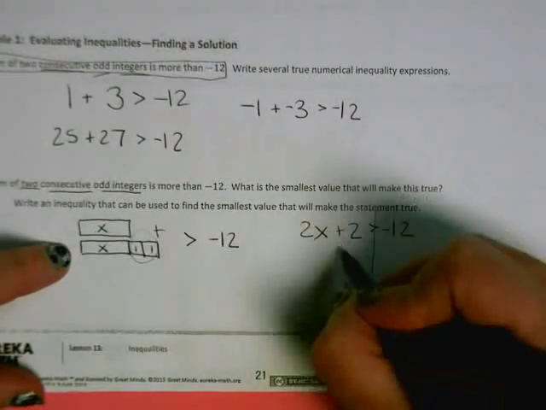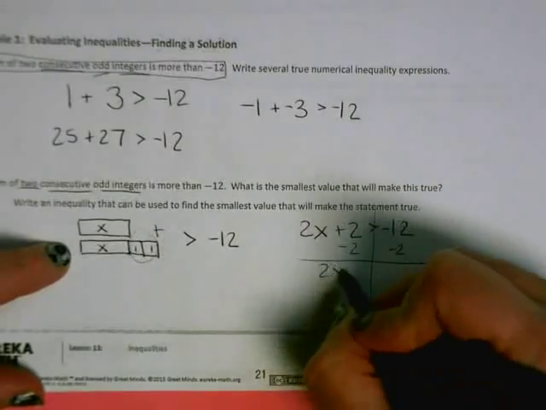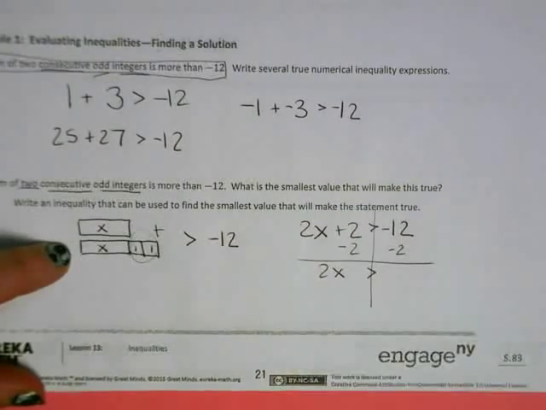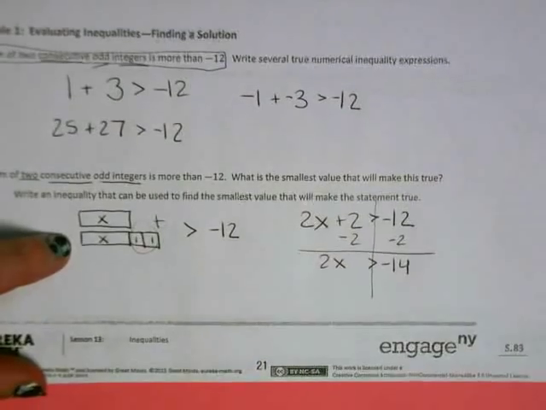To get rid of plus 2, we subtract 2. We're allowed to subtract whatever we want as long as we do it to both sides. It does not mess with our inequality. Be careful here. Negative 12 minus 2 gets more negative, negative 14.